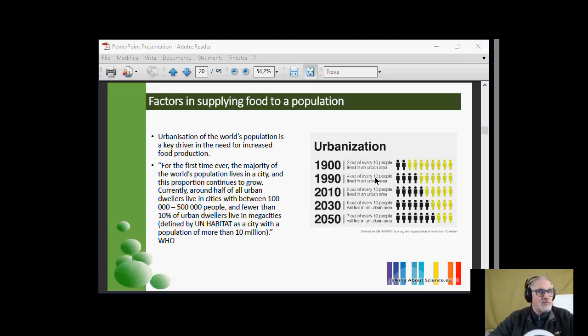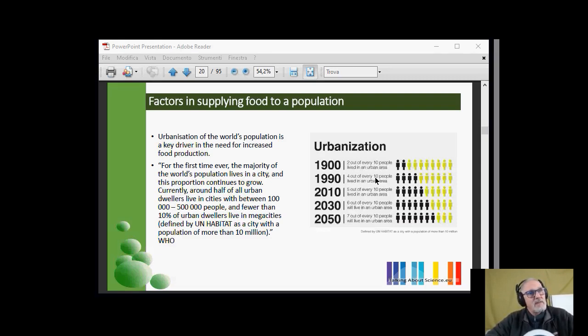And this is projected to increase so that around about 2050, it's projected that around about 70% of the people in the world will actually live in some form of urban area. Okay, now of course not all urban areas are the same. If we take small to medium sized towns, 100,000 people to 500,000 people, there's a lot of them.